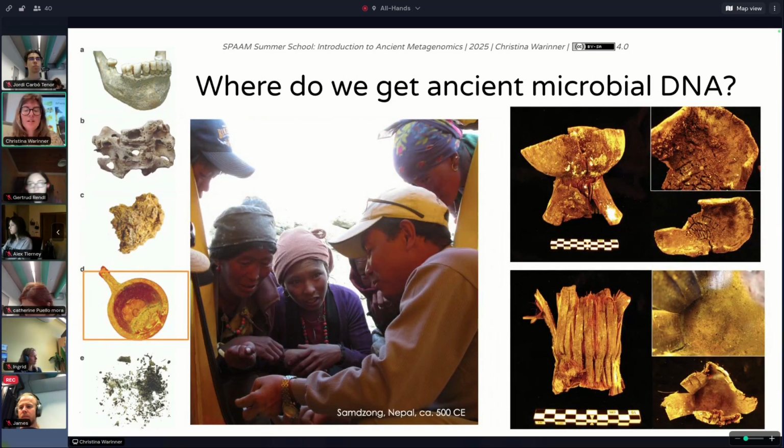And then last, another place where we can get microbial DNA that I think is really exciting is from things like food vessels. We did a project in the Himalayas. This is in the rain shadow. It's about 4,400 meters at a site called Samsung. And there, an earthquake had exposed an ancient tomb, and we were part of the salvage archaeology project there that went to try to document it before it was lost in the seasonal melt of the Alps.